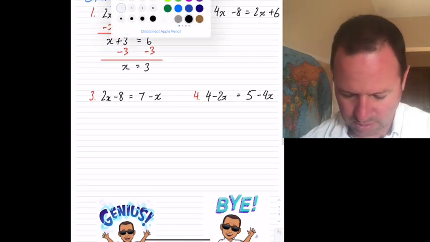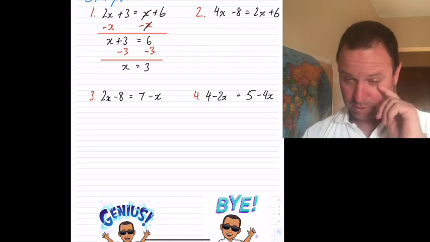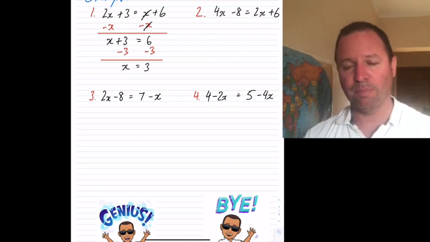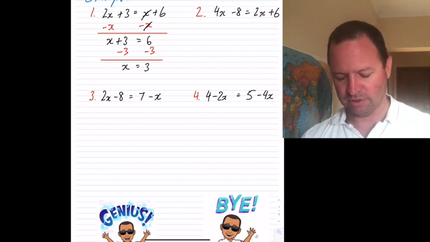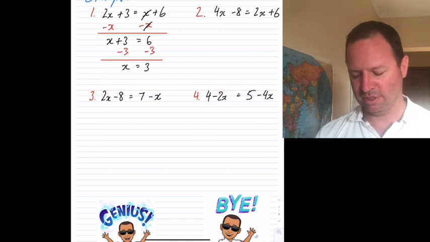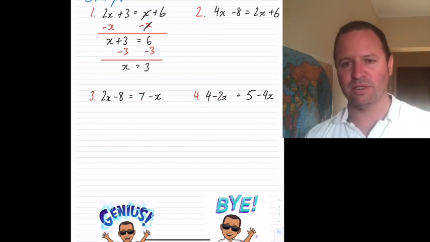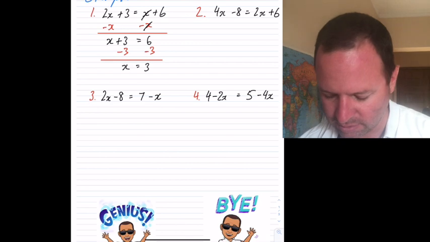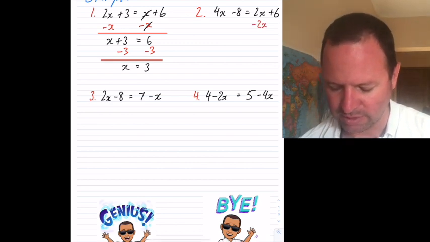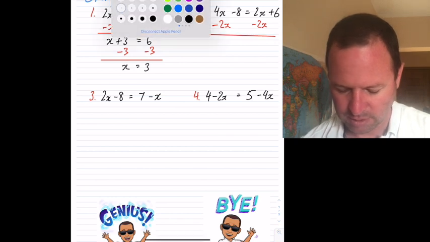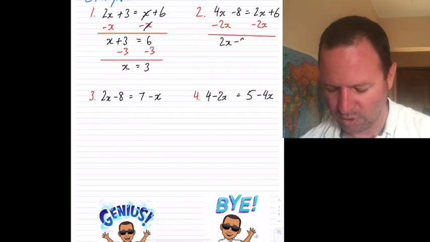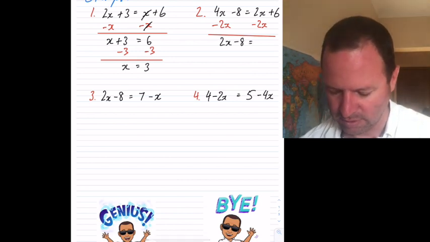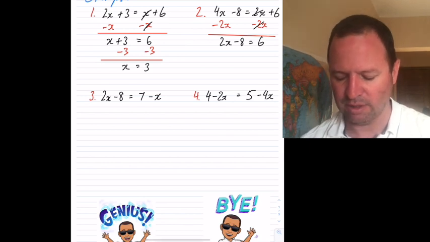The next one, I've still got pronumerals on both sides, so I need to get rid of the lowest one. I've got 4x here, and I just realised all my examples have x's in them. I apologise about that. I've got 4x here, and I've got 2x on that side. What's the lowest one? It's 2x. So I need to take that 2x away. I'm going to take 2x from both sides. If I've got 4x, I take 2x away, I've still got 2x minus 8. My minus 8 is still there. And on this side, they will cancel each other out, and I've got 6.